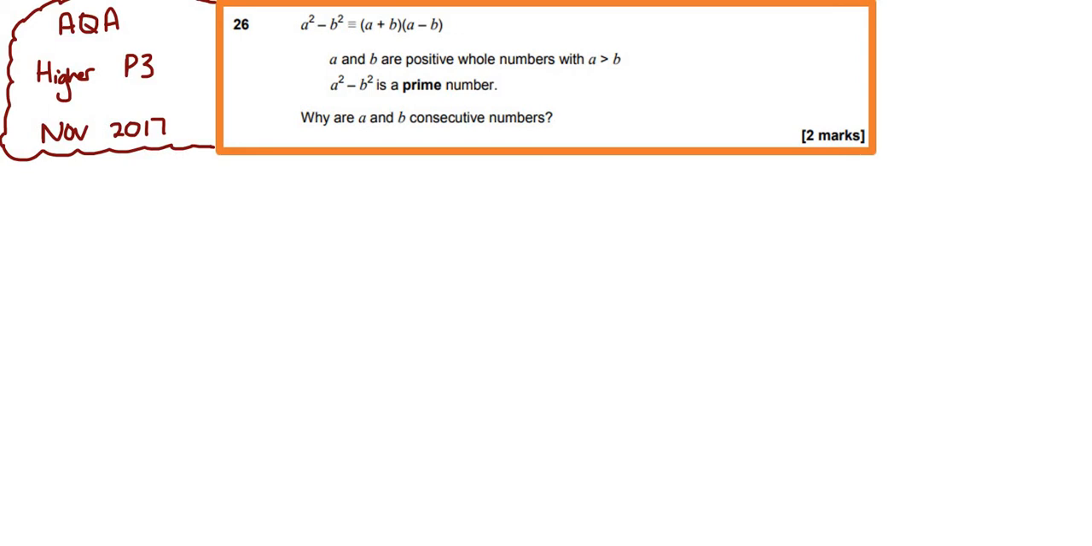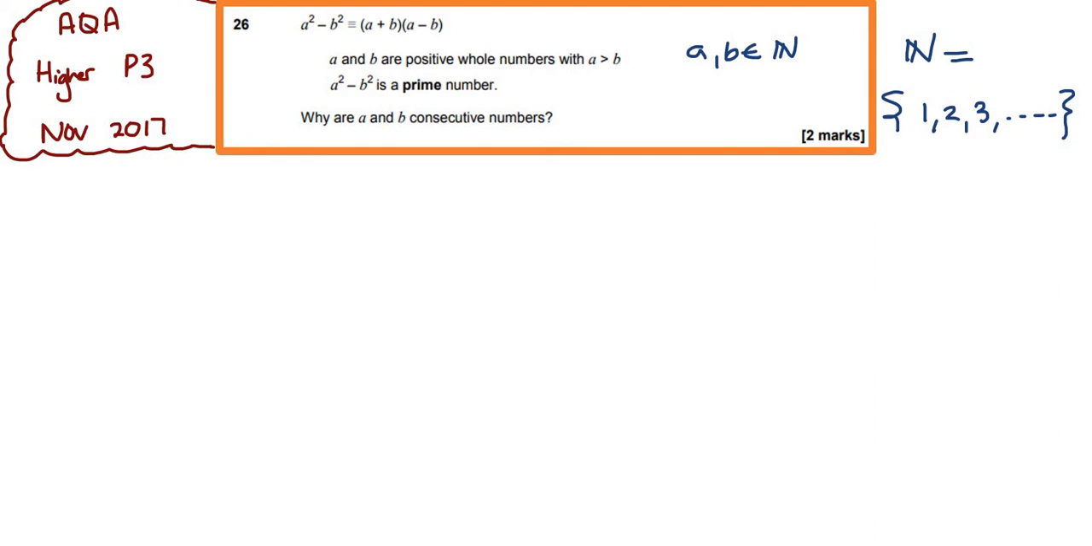So, let's read it. We know a squared minus b squared is a difference of two squares, and it's a plus b times a minus b. We're also given that a and b are positive whole numbers with a bigger than b. So a, b are naturals. Remember, the natural numbers are all the counting numbers, 1, 2, 3, and so on. We're also told that a squared minus b squared is a prime number.